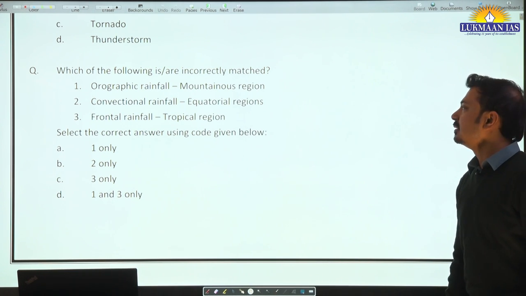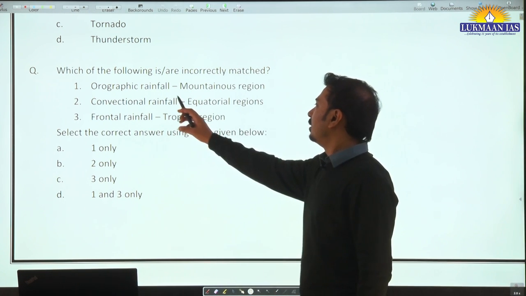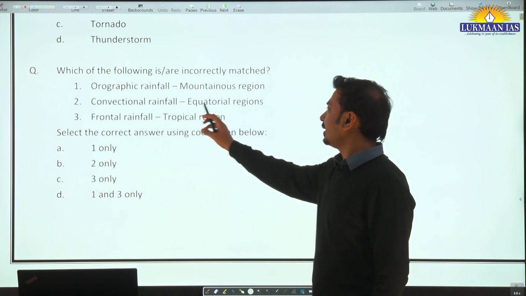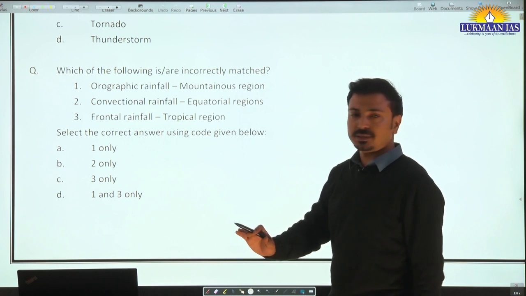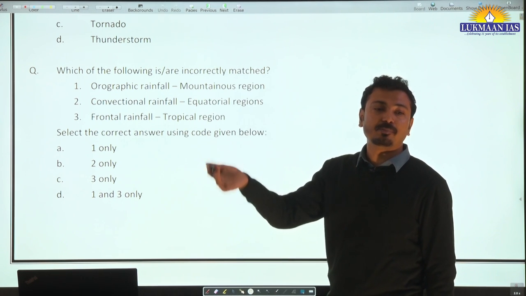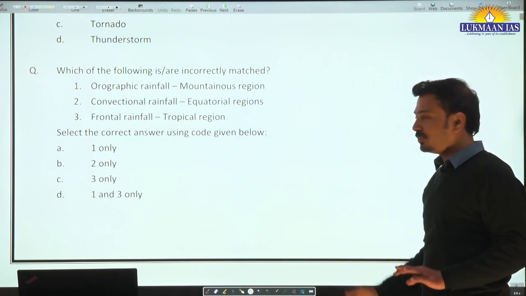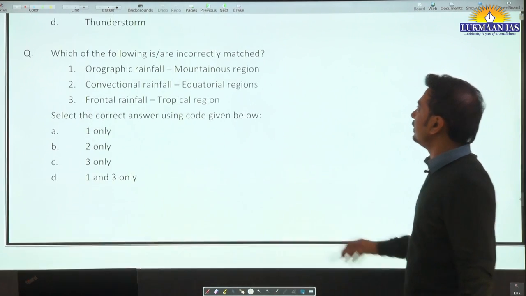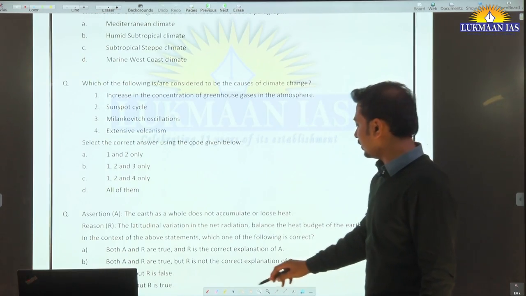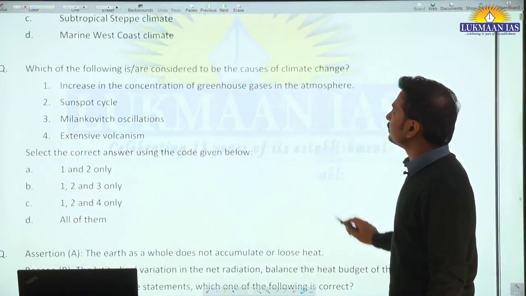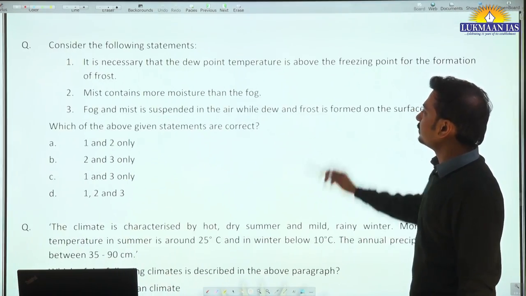Yes, what should be the answer? Incorrectly matched, right? Orographic rainfall, mountainous region; convectional rainfall, equatorial region; frontal rainfall, not tropical region. Rather, it is happening in the subtropical temperate region. Where do we have extratropical cyclones? In 60-65 degrees north and south. So there we have frontal rainfall. All right.